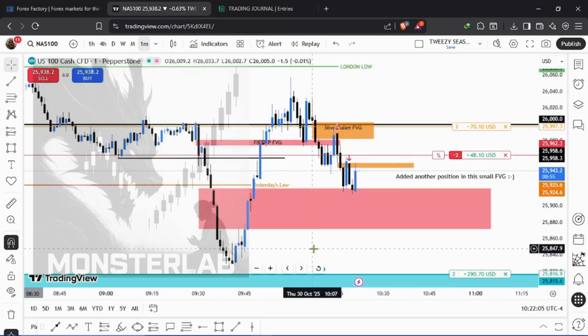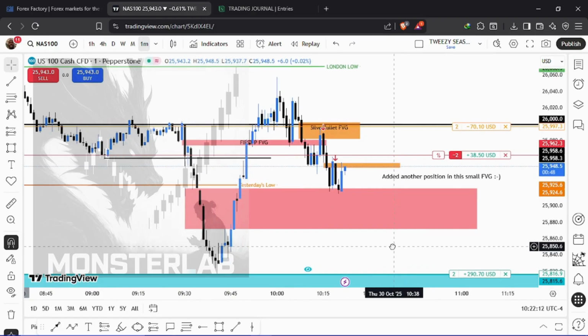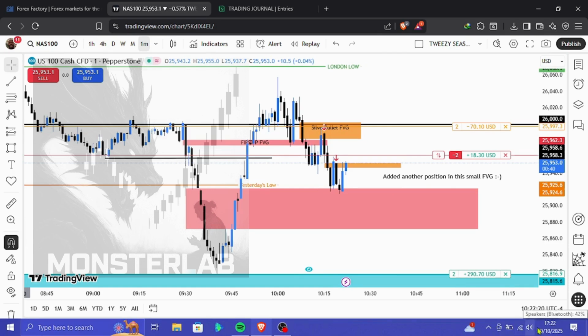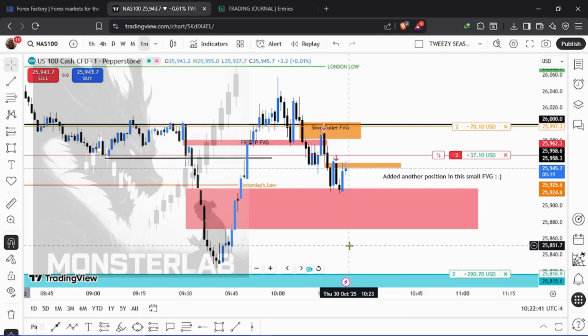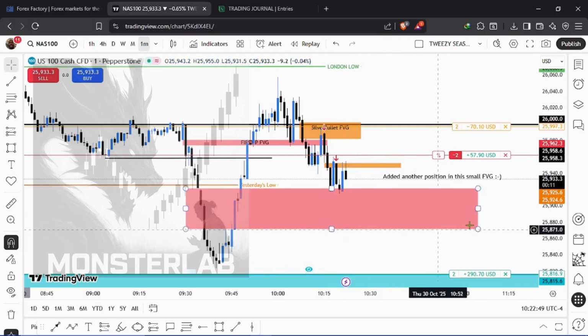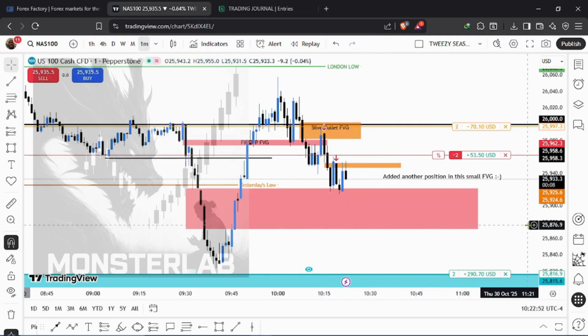We have to be patient around here. I think price is kind of consolidating. It's not as fast as maybe if we had a red folder news or a medium impact news. So I would like to see it go below the 5 minute fair value gap.